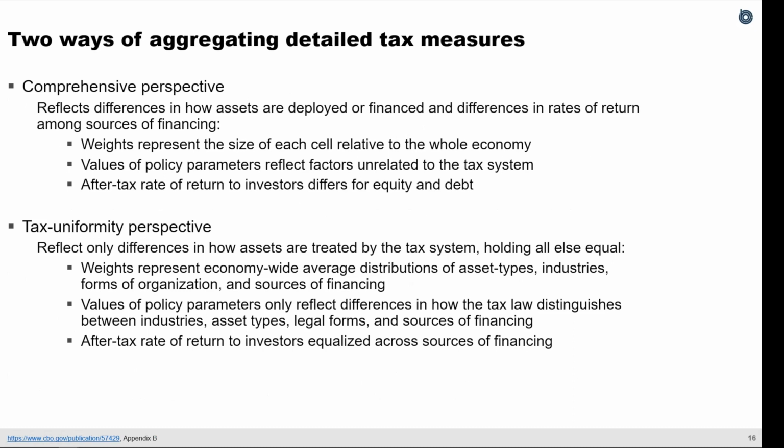Although we have very detailed disaggregation, the ways in which we use the model require aggregation of those cells. We have two ways of doing that in the model. The first perspective, which we call the comprehensive perspective, does not isolate the effect of the tax system. It calculates these tax measures accounting for differences in how different assets are taxed, but also for how different industries or legal forms are invested. The asset composition across industries, for example, can vary, and rates of return on different types of investment, on equity versus debt, can differ. This method takes that as a given. It doesn't correct for that.